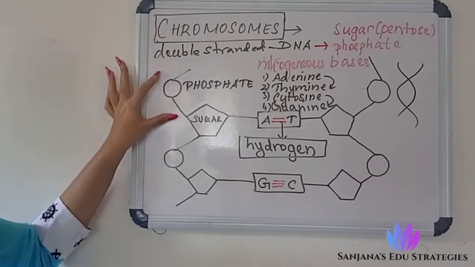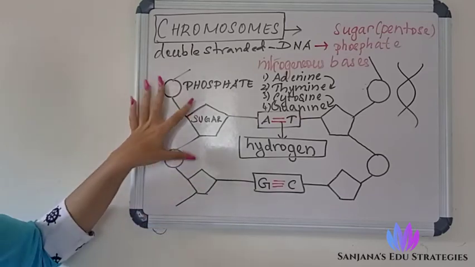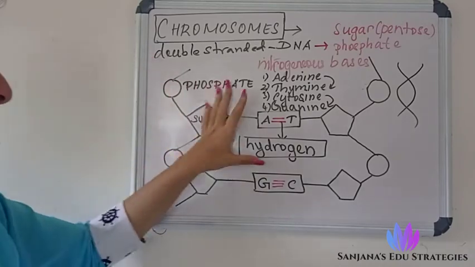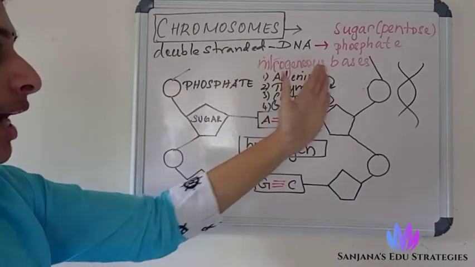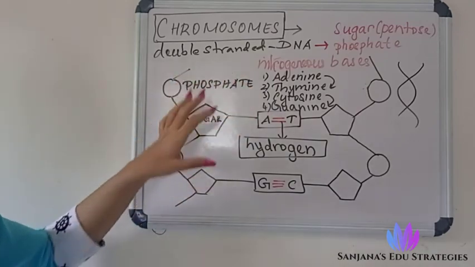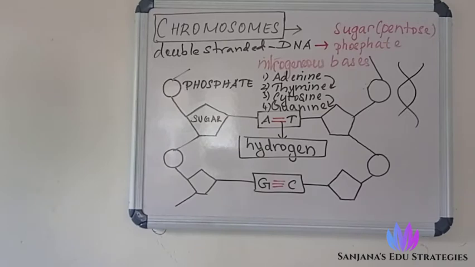Phosphate and sugar will be connected everywhere. We'll just call it pentose sugar, not simply sugar. And in the middle region, this is how nitrogenous bases will be present, and they are forming a bond, a hydrogen bond. Yes, that's it about the structure of DNA.